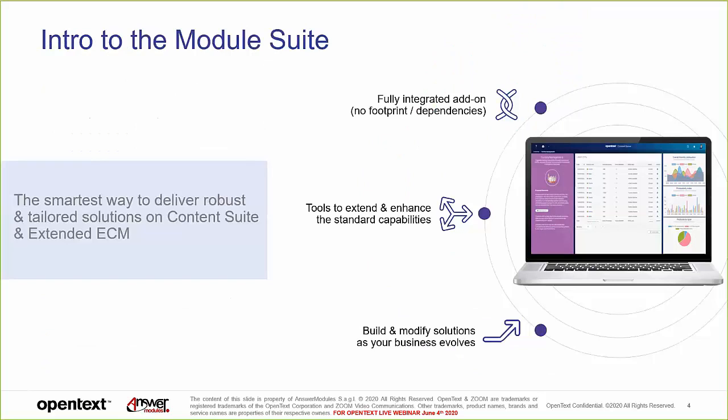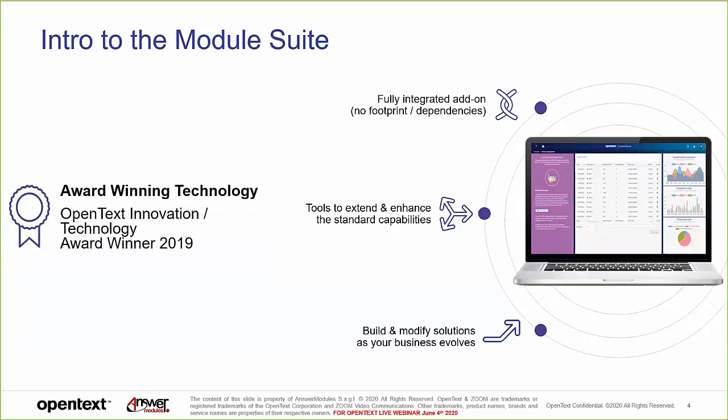So the core solution is called the Module Suite, and the way that we define it is really the smartest, the easiest, the fastest way to deliver tailored business solutions on top of the Content Suite and extended ECM platform. So for the sake of brevity, from here on out, when I say CSP, I'm actually talking about Content Server, Content Suite and extended ECM, just to keep things a little bit shorter. Now, the Module Suite is a fully integrated add-on solution for CSP. It lives and breathes 100% within CSP. There's no additional footprint to your IT landscape and it doesn't require any dependencies on other modules.